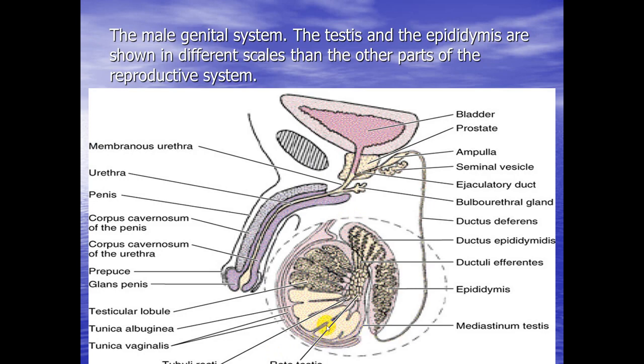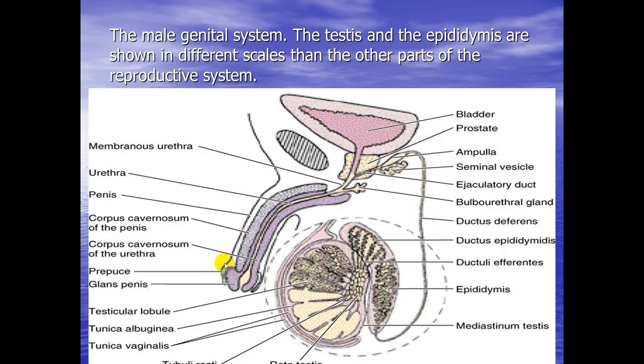Then the capsule sends septa, which divide the testis into compartments or lobules. You see, compartments or lobules. Also, here as part of the capsule appears the connective tissue which we call the mediastinum. And here the highly coiled seminiferous tubules from the compartments meet and change into the straight tubules and meet the rete testis.